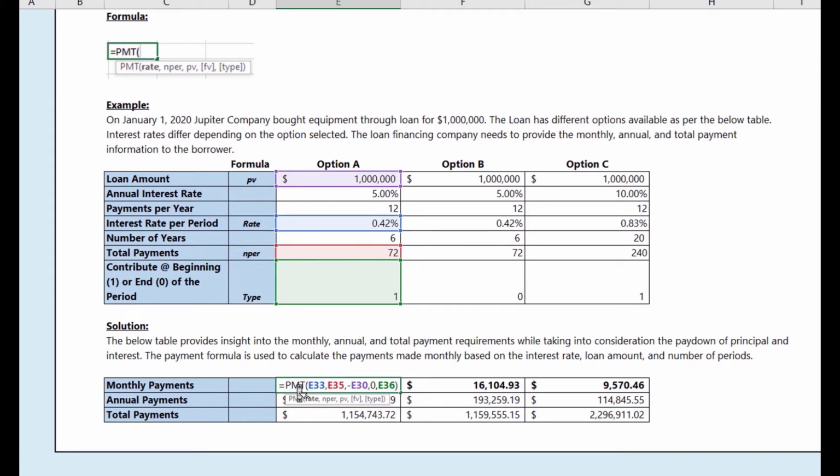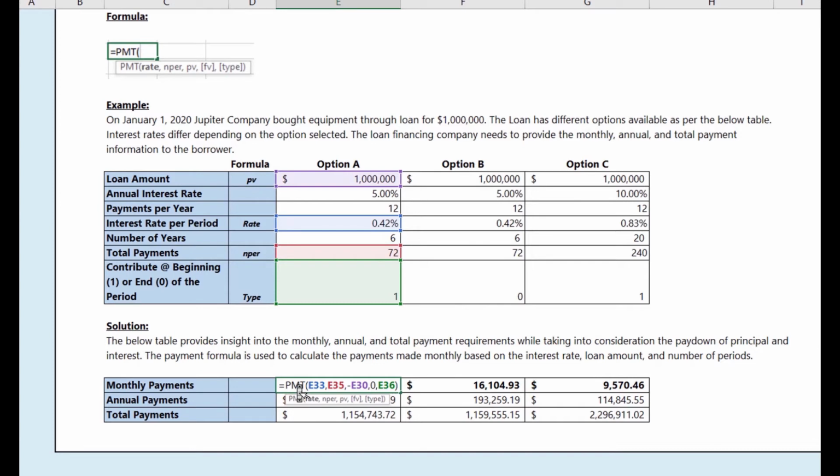Note that we didn't just use the annual interest rate, and the reason for that is because this is a loan that's being paid on a monthly basis, and therefore we want to translate the 5% annual interest rate into a monthly interest rate figure, which is essentially the 5% divided by 12. So the interest rate per period is 0.42%, so we reference cell E33.